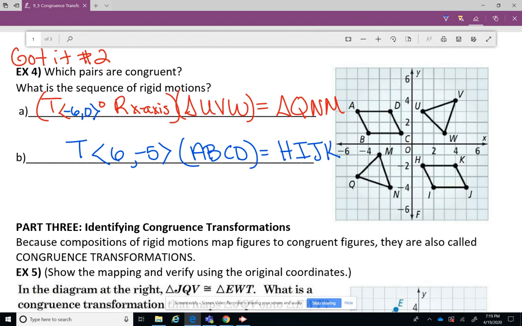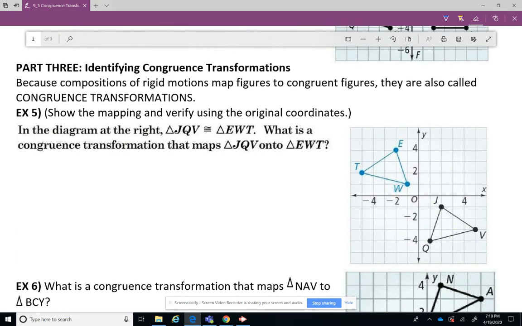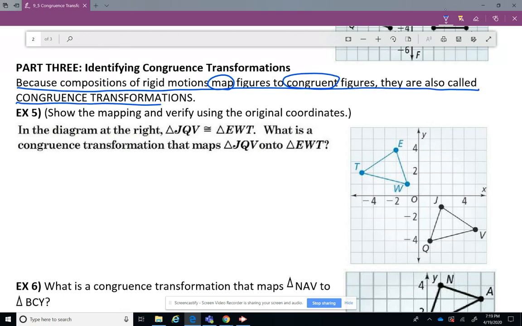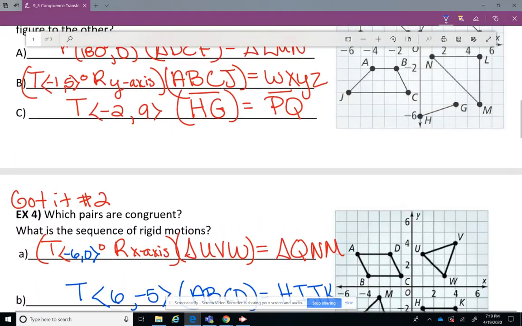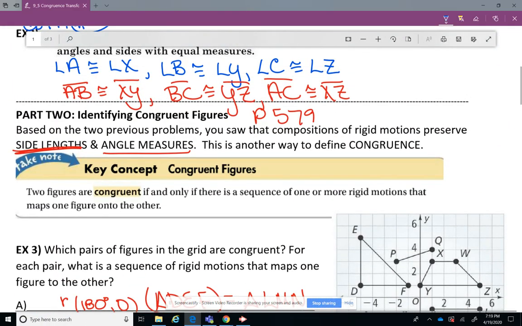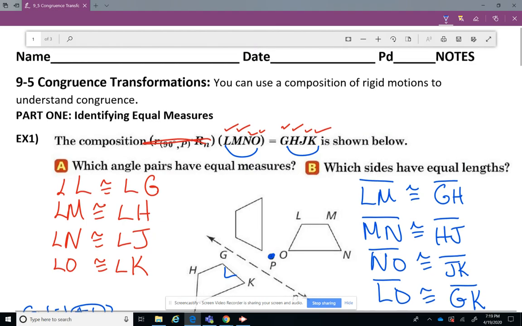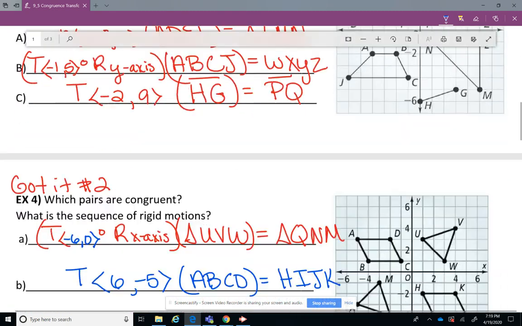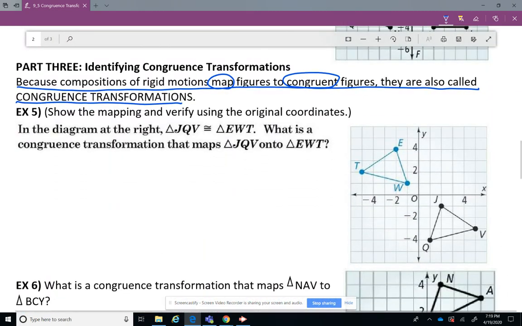All right, let's go to part 3. This is going to be on your next page. This is page 580. Identifying congruence transformations. Because compositions of rigid motions map figures to congruent figures, they are also called congruence transformations. All right, so we talked about identifying congruent figures, and we talked about doing congruence transformations. Congruence transformations are just a composition of rigid motions. It's mapping one figure onto the other.